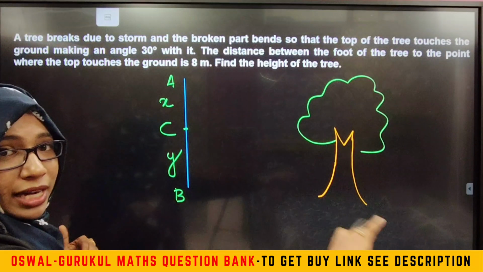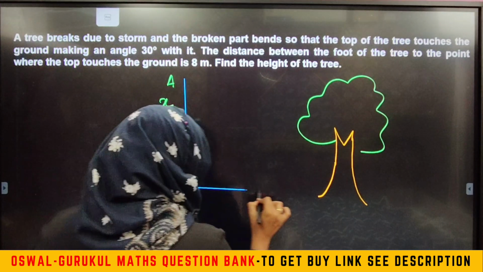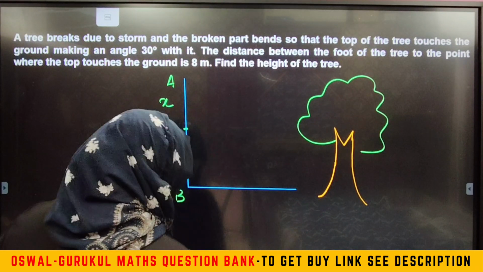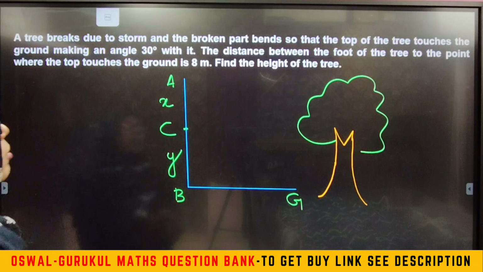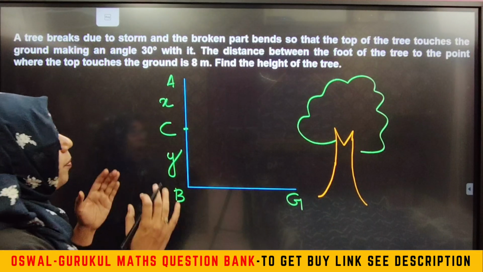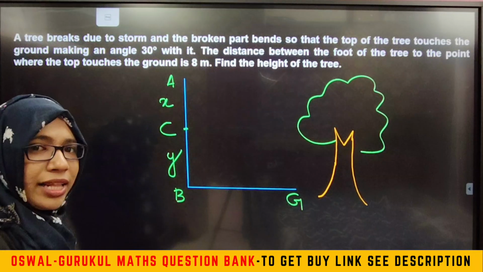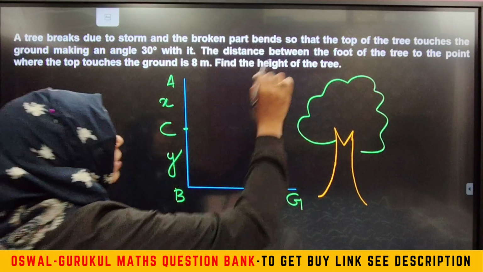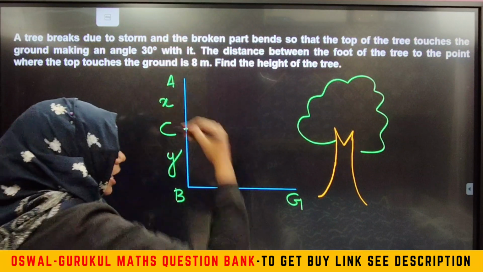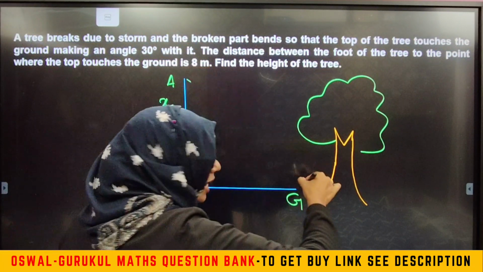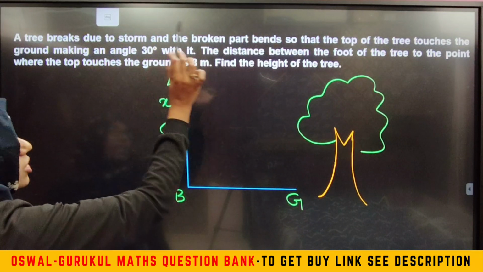So we do have a ground level there. Let me draw the ground level. This is the ground level I am talking about. I am marking it as G. BG is my ground. Now what does the question say: the top of the tree touches the ground making an angle of 30 degree with it. While thinking about this, you might start from here and draw it like this, and that is wrong.